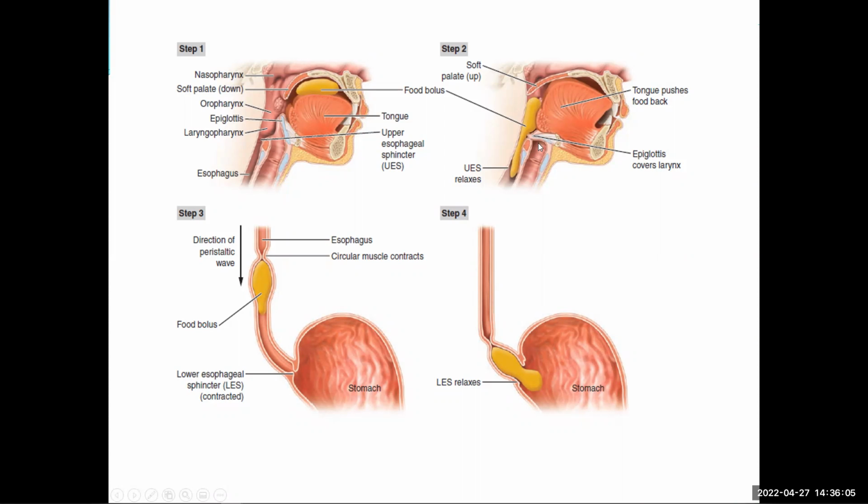Here we're seeing the trachea. This is the epiglottis. It covers the trachea so food doesn't get in. Instead, it goes down the esophagus, and then it enters. Here you have the lower esophageal sphincter, which is a muscle. This opens up, it allows the food to go in. Once it goes in, this closes off, right? And that's how food moves from the mouth down to the stomach.